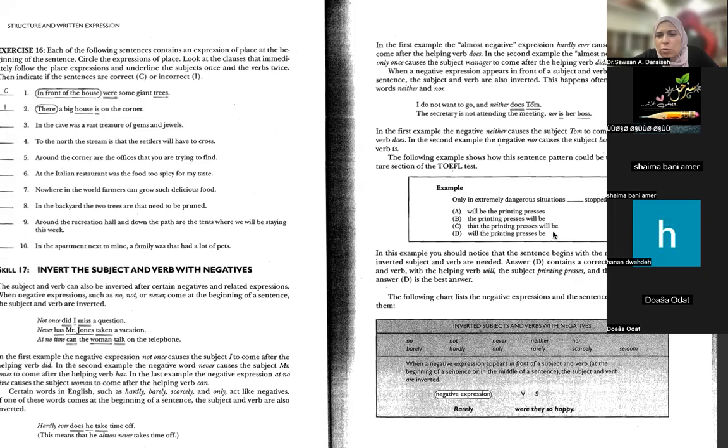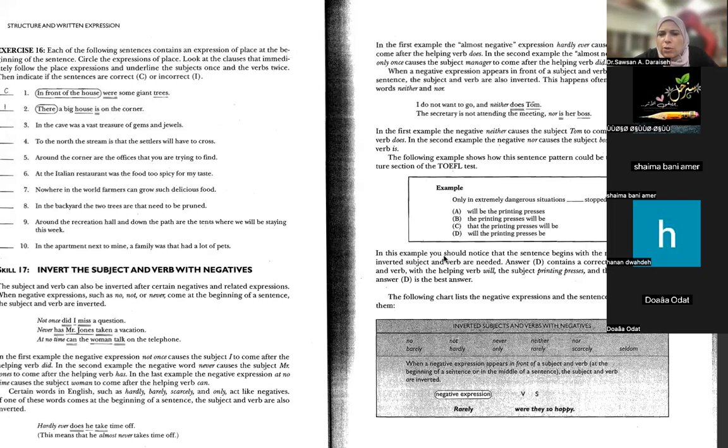"That, the printing press": why do we have that? What's going on? We don't have another clause or something of that kind. We don't have a verb here so that we can have that and this is like another verb. No. So this is messy.